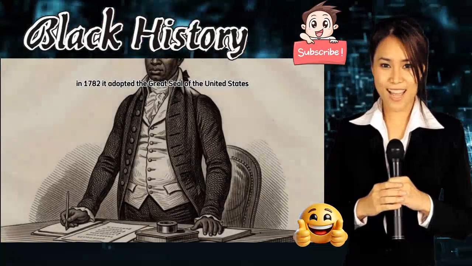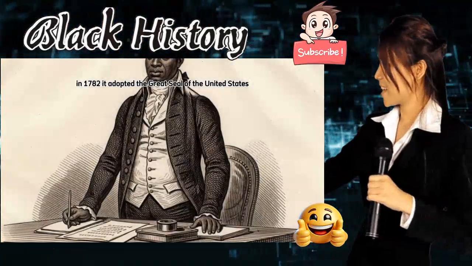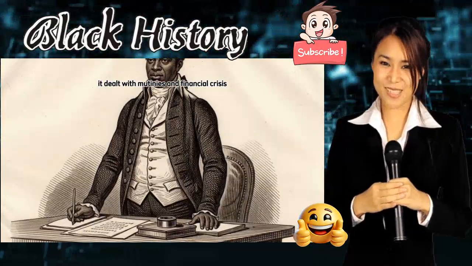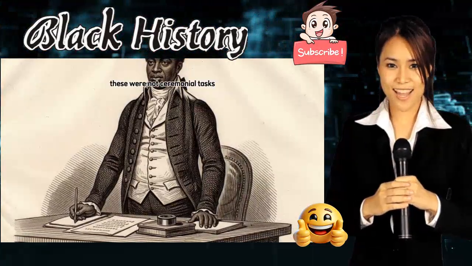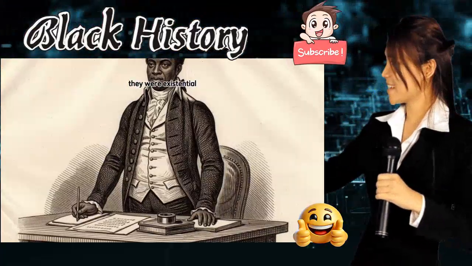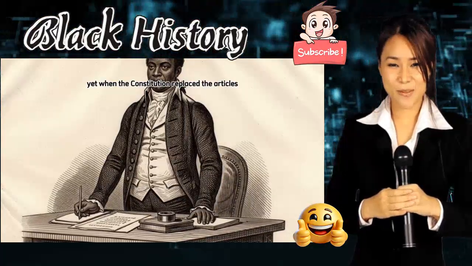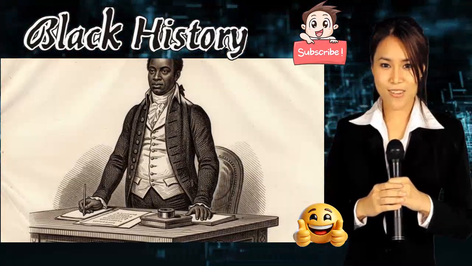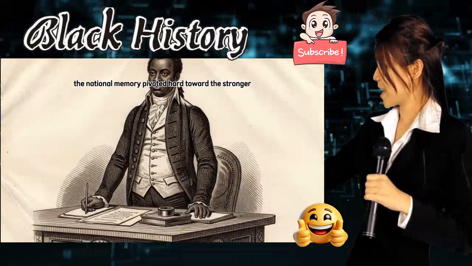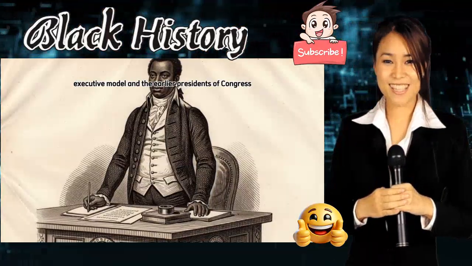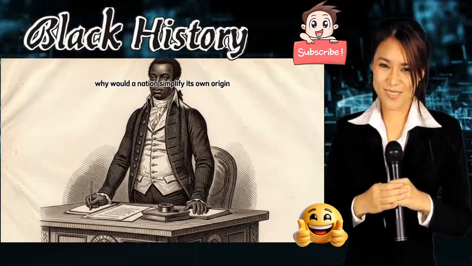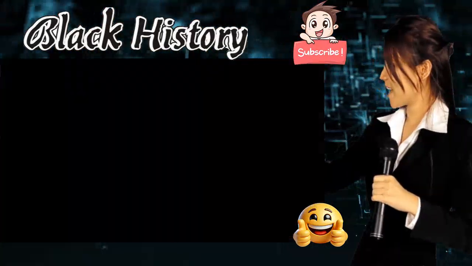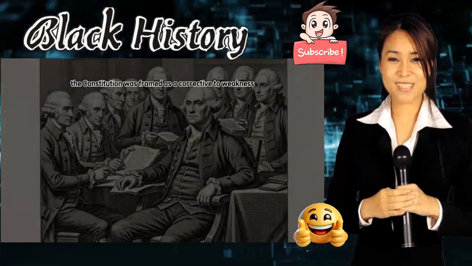During Hanson's presidency, Congress established Thanksgiving as a national day of observance in 1782. It adopted the Great Seal of the United States. It managed foreign affairs and struggled to pay soldiers. It dealt with mutinies and financial crisis. These were not ceremonial tasks. They were existential. Yet when the Constitution replaced the Articles, the previous system was treated almost like a draft that never counted. The national memory pivoted hard toward the stronger executive model, and the earlier presidents of Congress became historical footnotes. Why would a nation simplify its own origin?